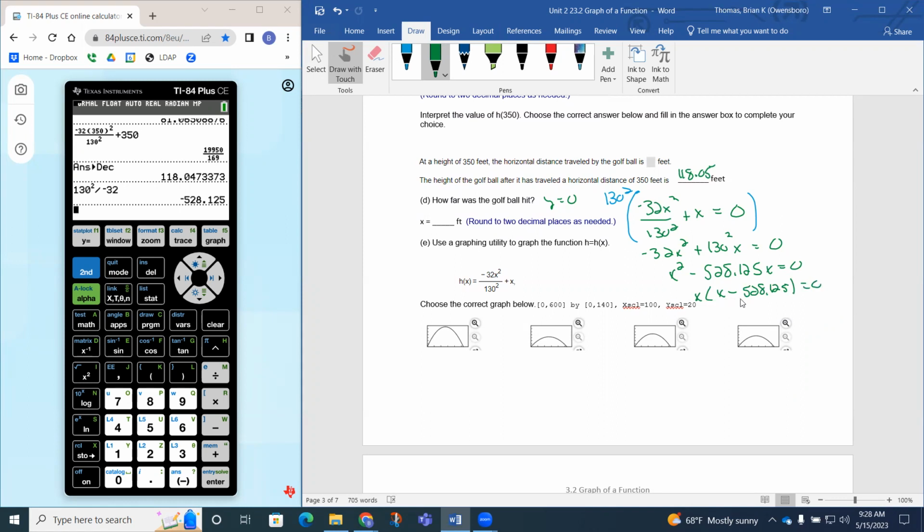Now remember, to solve a quadratic equation, we set each one of these factors equal to 0. If we set x equals 0, that means the horizontal distance is 0, which is where the ball started. If we set this other factor equal to 0 and solve for x, we get x equals 528.125. Since it says round to two decimal places, that's going to be 528.13.